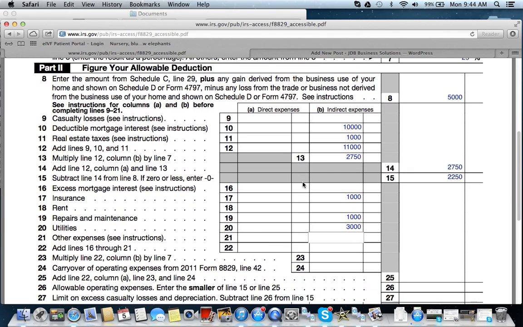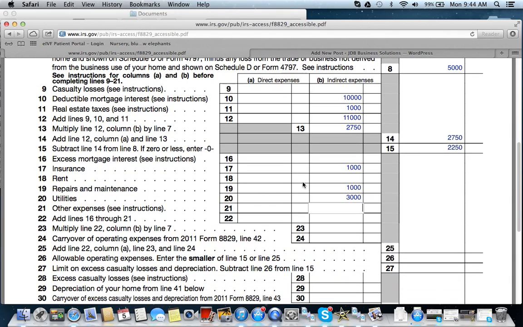Other expenses, if you had any other either whole home expenses or just your office expenses, you list them on line 21, okay? And then line 22, you're going to add lines 16 through 21. So here we're going to have $5,000. All right.